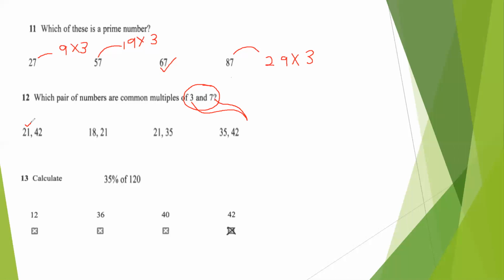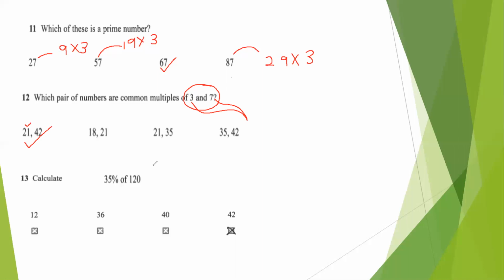I will start counting: 3, 6, 9, 12, 15, 18, 21, 24, 27, 30, 33, 36, 39, 42. Yes, we'll see the 7 times table. 7, 14, 21, 28, 35, 42. So therefore, the correct answer is the first pair, 21 and 42, right?